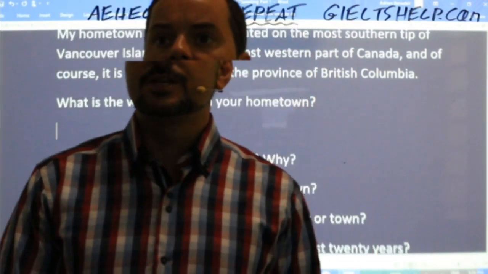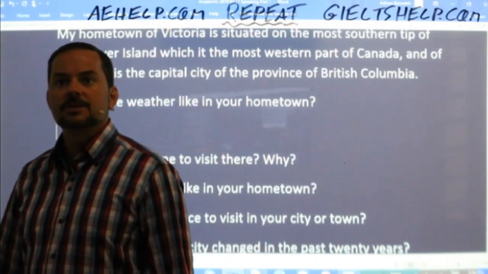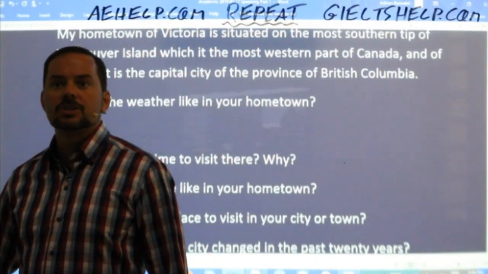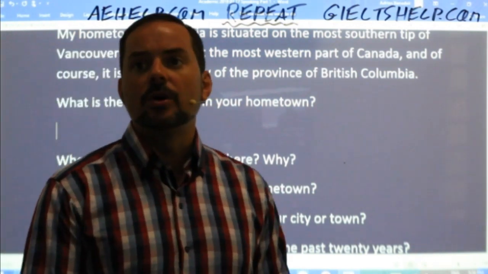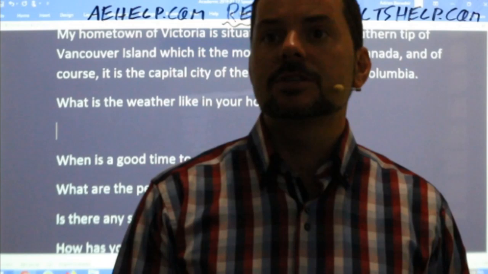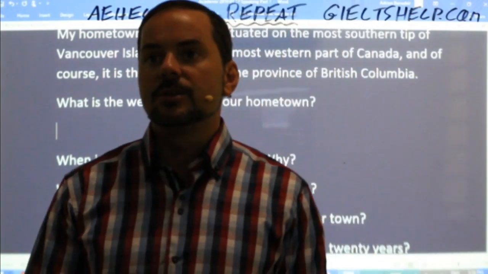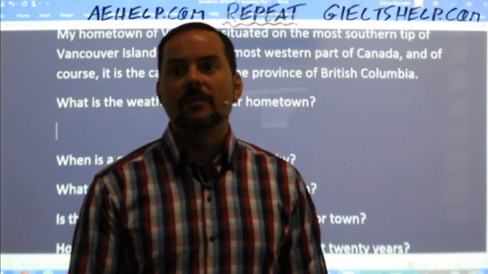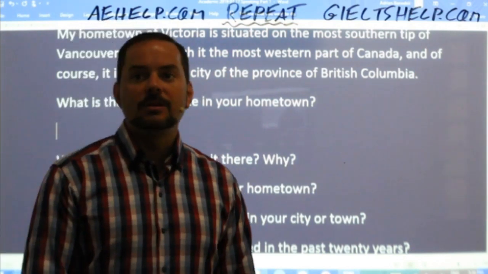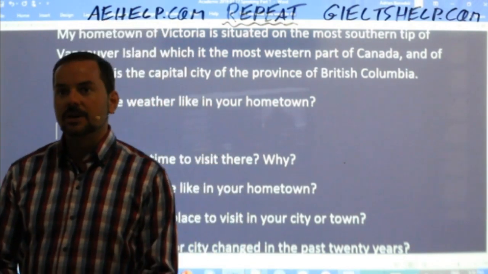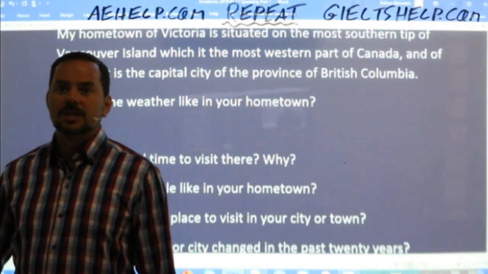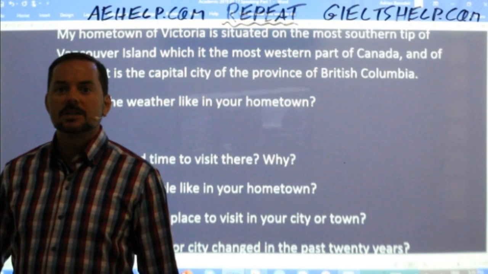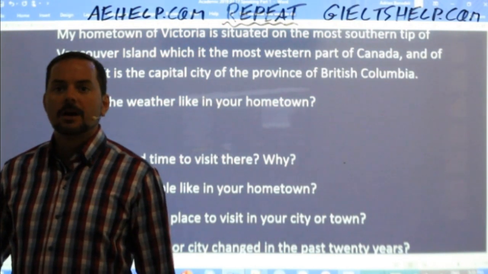Kenan Husenzada says, my hometown is Baku, which is the capital of the Republic of Azerbaijan and located in the Caucasus, west coast of the Caspian Sea. The weather in my country is hot right now, but mostly windy throughout the year and chilly in the winter, down to minus 10 degrees Celsius. Okay, Kenan, that's good. All right. Just giving a little bit more there.